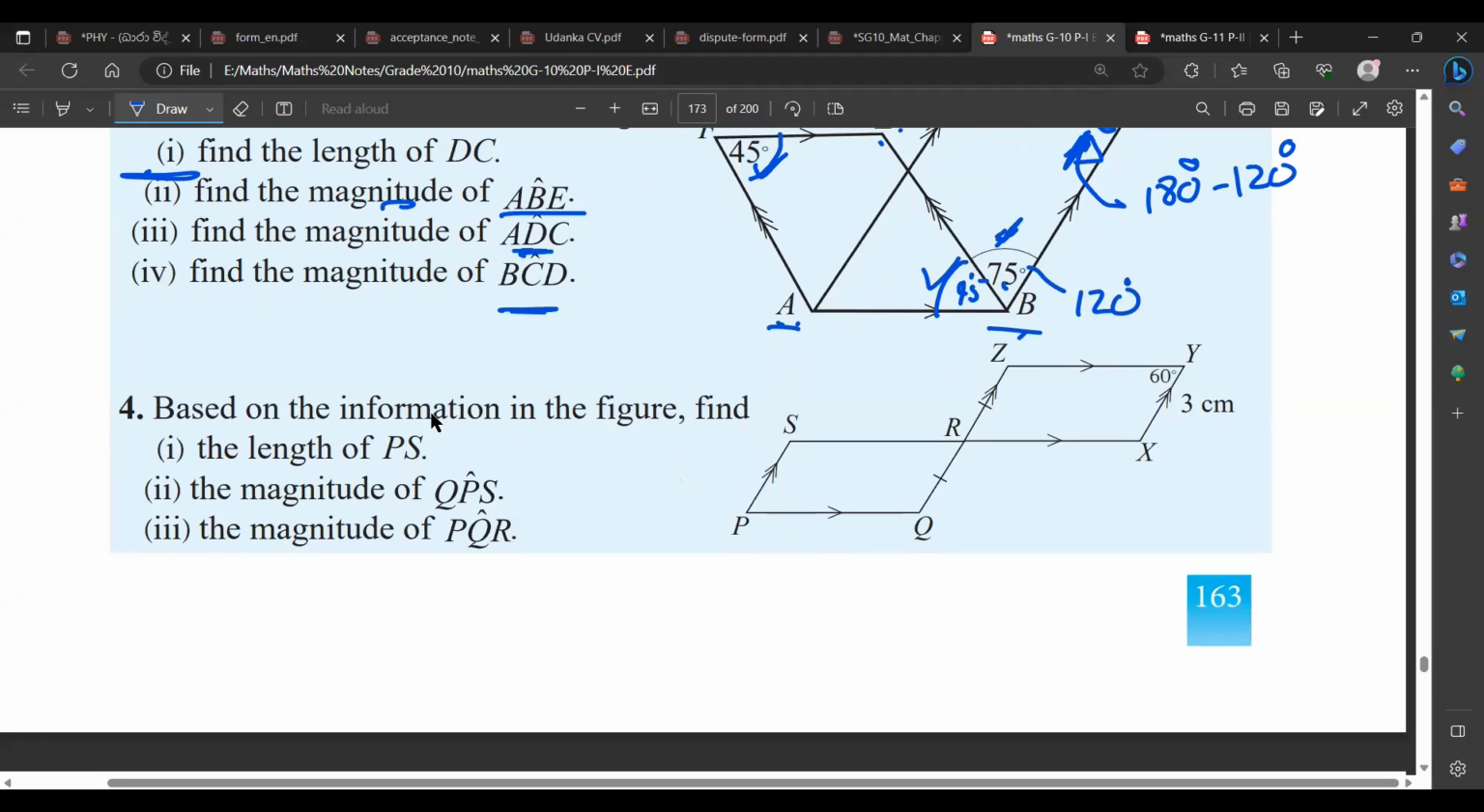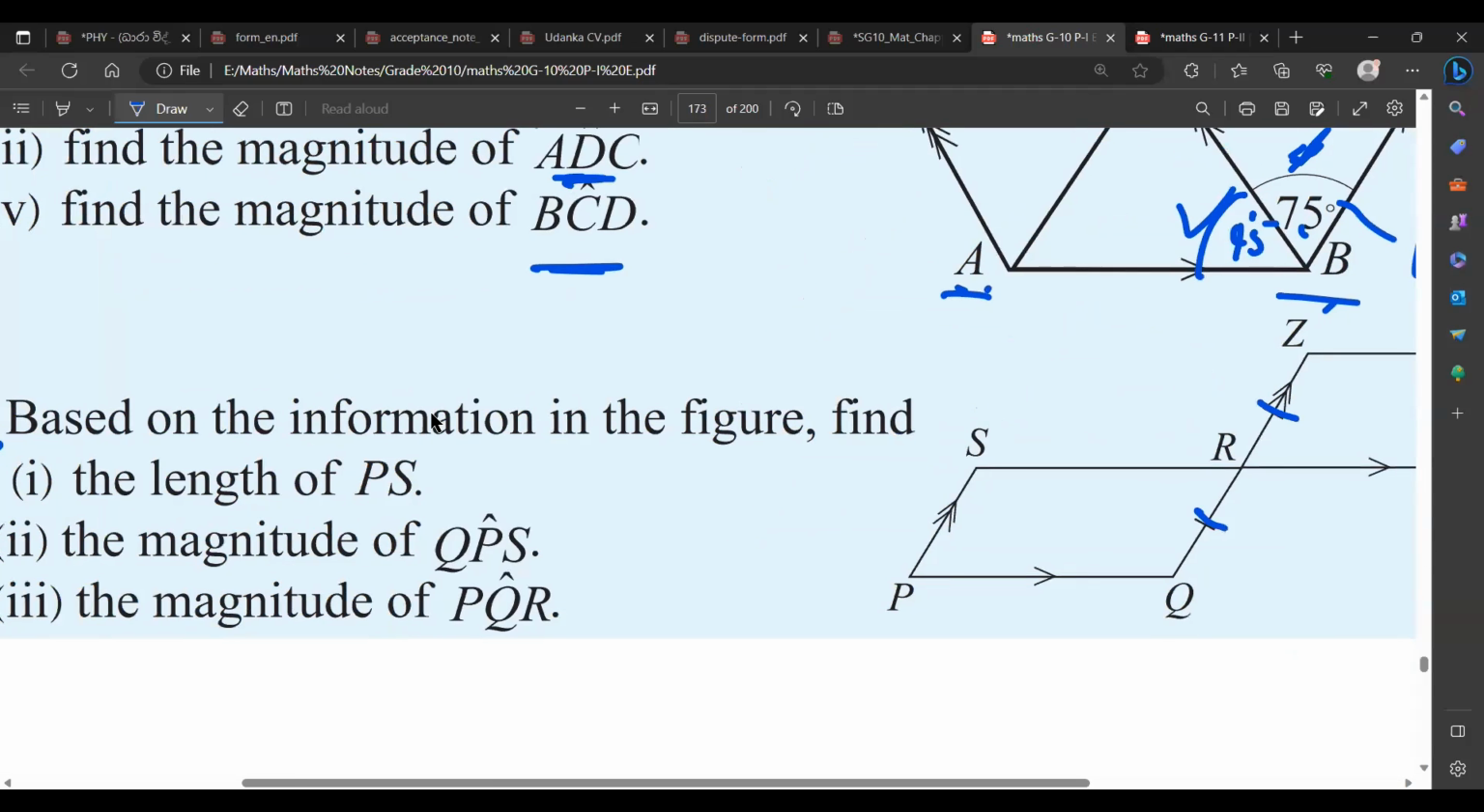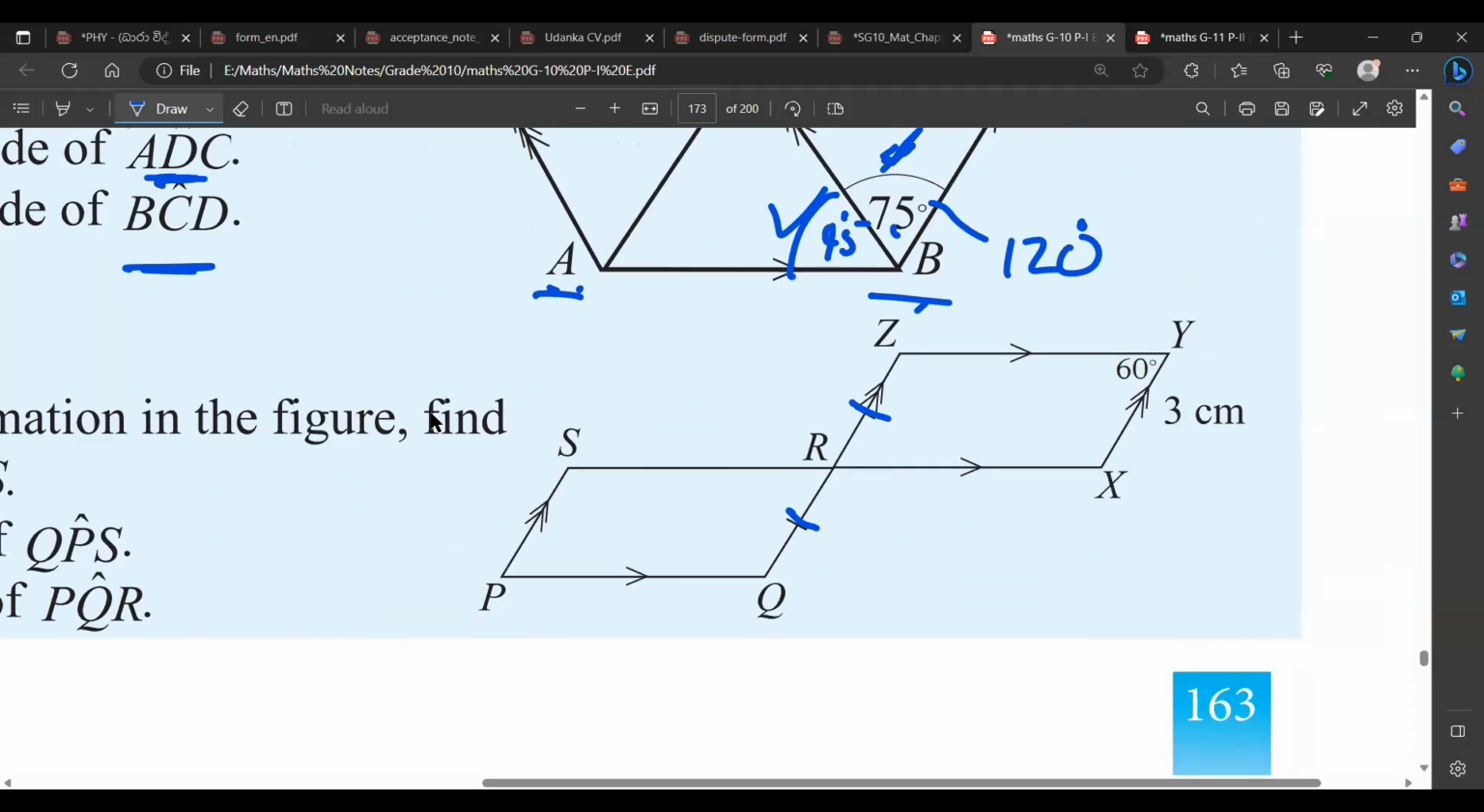Okay. Now fourth question. Based on the information in the figure, find the length of PS. So, just tell me, they have mentioned this line and this line equal, this line and this line equal. Now, before going to the question, just tell me, okay, I zoom in on this one.